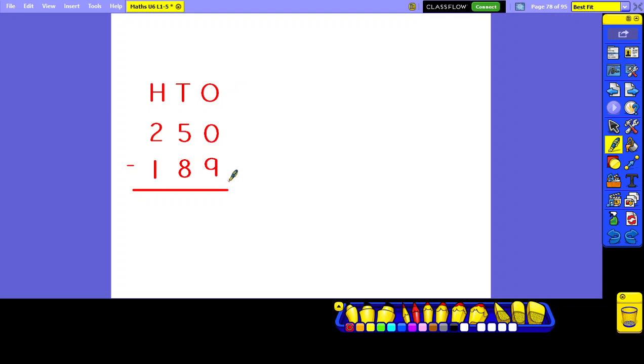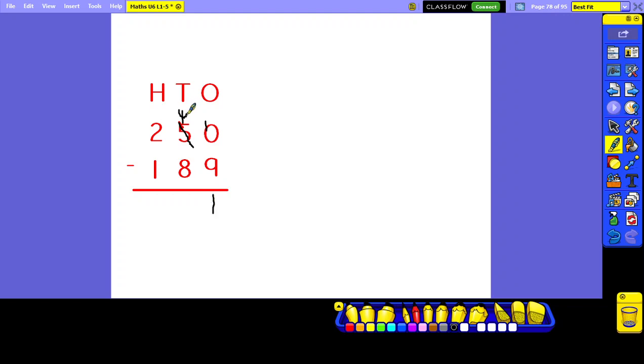Always start in our ones column. I've got 0, take away 9. Can I do that? Of course I can't. So I'm going to need to exchange. I'm going to need to borrow from the next column along. So let's do this in black so you can see what we're doing. I'm going to put a line through that and I'm going to put a 4 there. And I need to put 1 here to say that I've got 10. 10 take away 9 is going to leave me with 1.